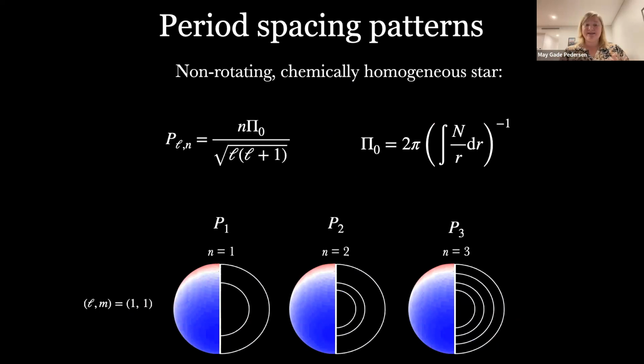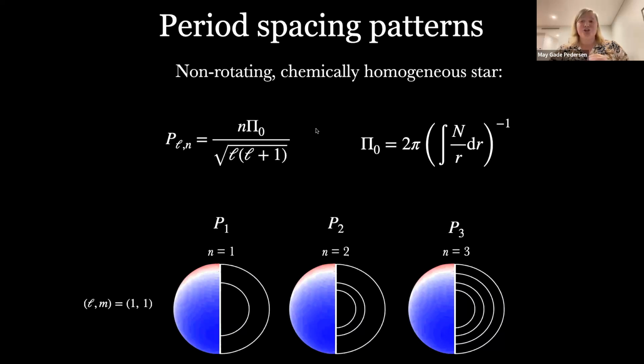So the period spacing patterns utilize the property of gravity modes, that they're roughly equally spaced in period. What I mean by that is that if we have oscillations that have the same L and M value, with the only difference being the number of interior radial nodes, then the period differences between these oscillations are roughly the same, as you can derive from these equations above, where the equation on the left gives you the period of the oscillation. And on the right, we have the asymptotic period spacing, which is essentially a function of the integral of the Brunt-Väisälä frequency, the inverse of that.